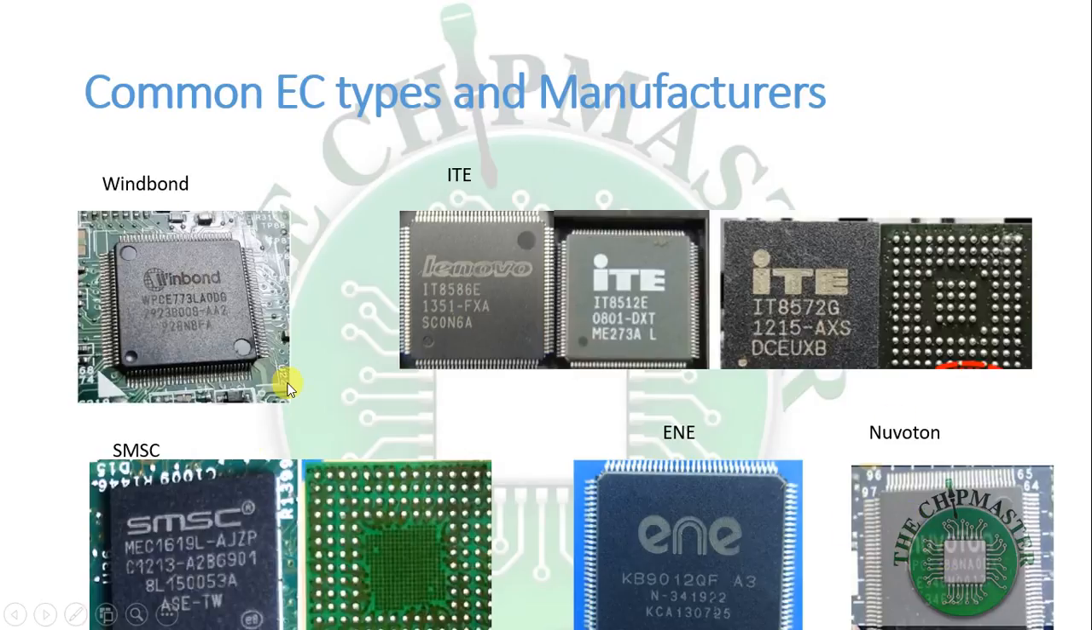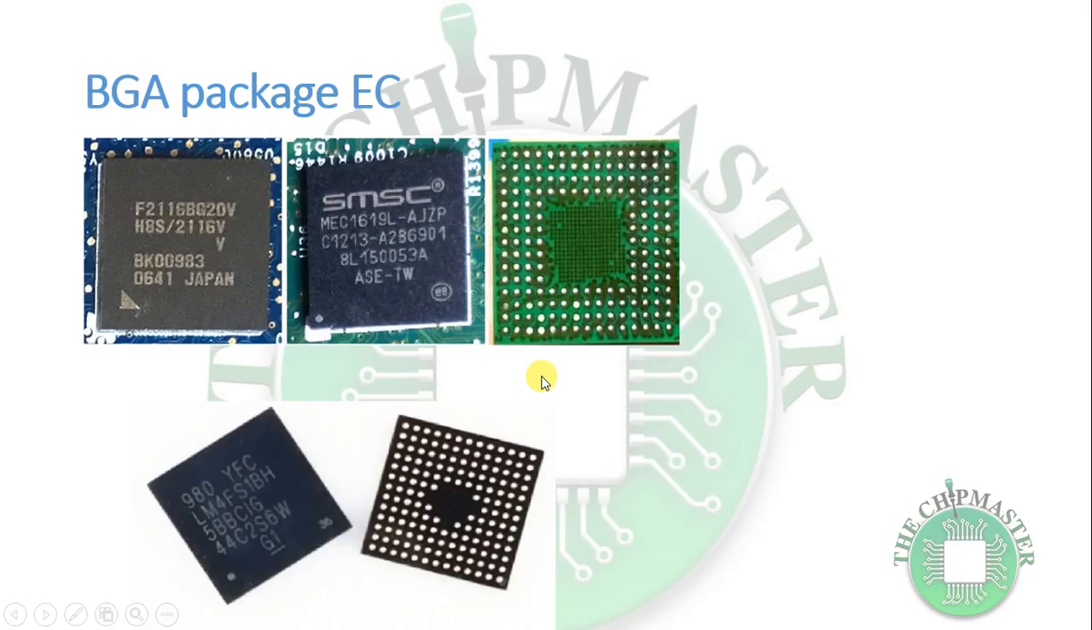All these EC manufacturers are what we commonly see on a daily basis during the maintenance of the motherboard, and these ECs are now in the trend for the manufacturers. We also have the BJ package, as I said before. These are found on the Apple machines, such as this one, the LM4S1BH. This is a BJ package. All of these are BJ package ECs, and they are found on both PCs and Apple laptops.